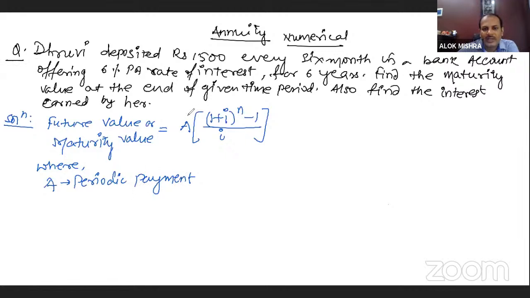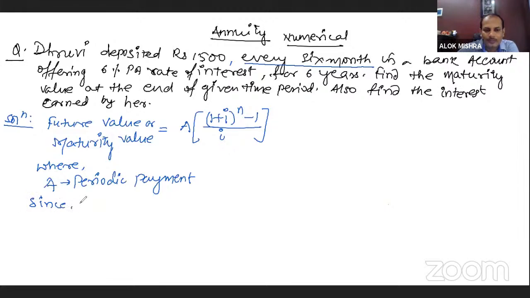Now in this case, if you read the question carefully, this is at the end of every 6 months. She deposited rupees 1,500 every 6 months. So when I'm saying every 6 months, what does it mean? That it is compounded half yearly. So you'll have to be very careful with respect to n. Wherever you are writing the solution, write down this statement for your reference.